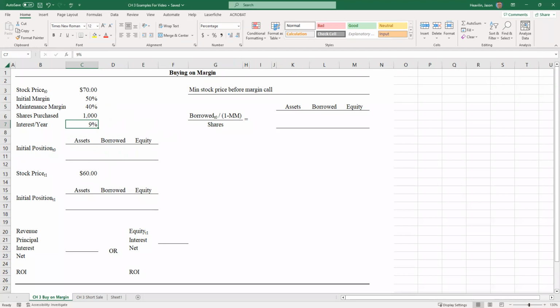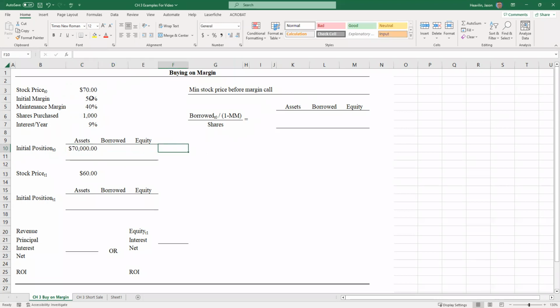Okay, so let's start building the balance sheet or the capital sheet. So let's start with the total assets. In your initial position, your intent is to buy 1,000 shares for $70. So we are going to start the formula with an equal sign, take the 1,000 shares and multiply it by the $70. So we are now at 70,000 in assets.